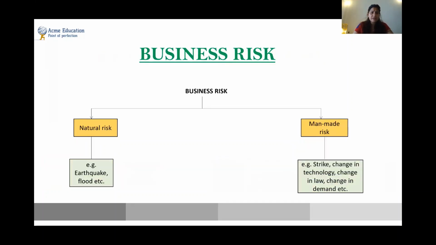Moving to the next topic, that is business risk. Now, business risk is divided into two parts. That is, what do you mean by natural risk and what do you mean by man-made risk? As I told you, natural risk is the risk which happens naturally, like earthquake, flood, tsunami, etc. Whereas there can be man-made risk, like the employees going on the strike. Maybe there's a change in the technology. Maybe there's change in the law. Maybe there's change in the demand. So these are the man-made risk.